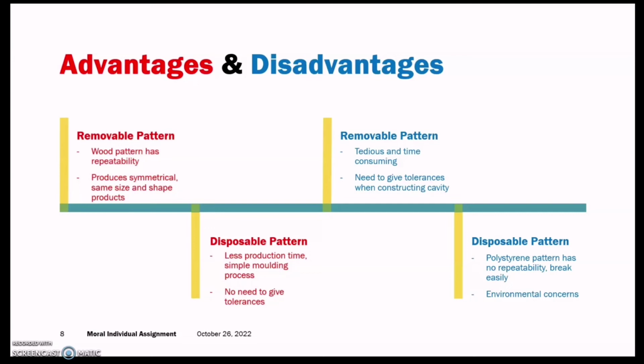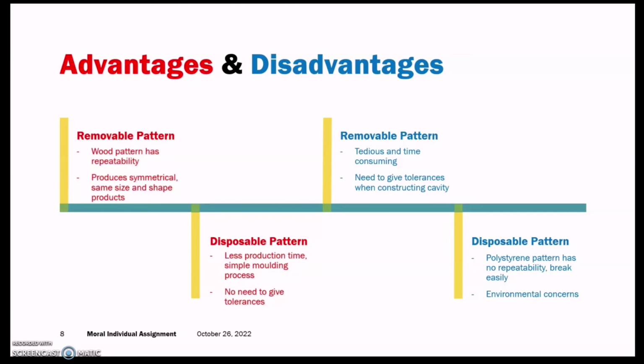It has no repeatability and it breaks easily, so if it breaks in between, we can't check the final cavity before the casting process. So if anything happened in the casting, we can't notice until the casting is taken out and we figure out, oh, something was wrong. Next is environmental concern. Why does it say so? Because when polystyrene vaporizes, it releases poisonous gas, which is toxic to the environment.